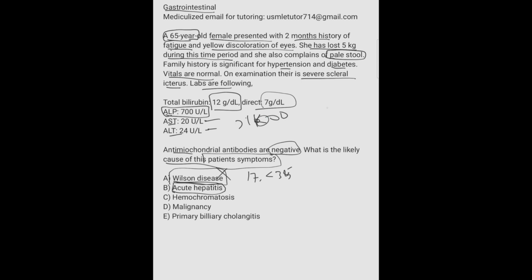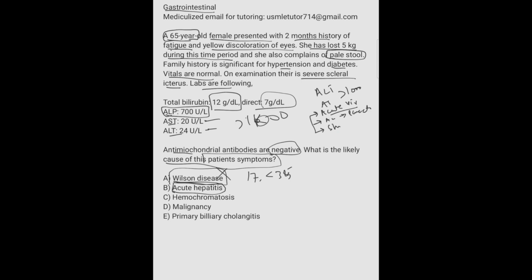AST and ALT. You should know, if ALT and AST are greater than 1,000, think about three things on NBMEs or on USMLE. It could be acute viral hepatitis, like hepatitis A, B, C, D. Even herpes and CMV can cause acute viral hepatitis. So think about acute viral hepatitis. Second, acute ingestion of paracetamol. So that would be the second.